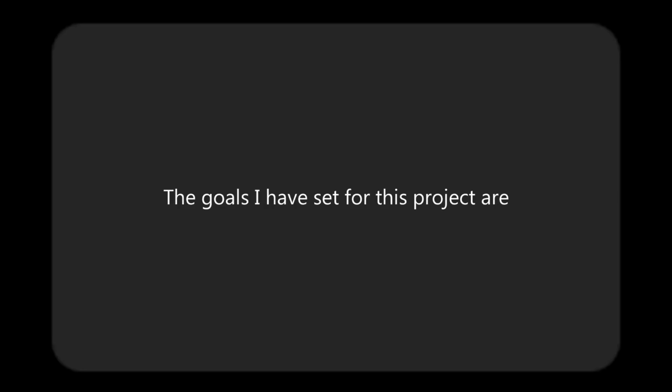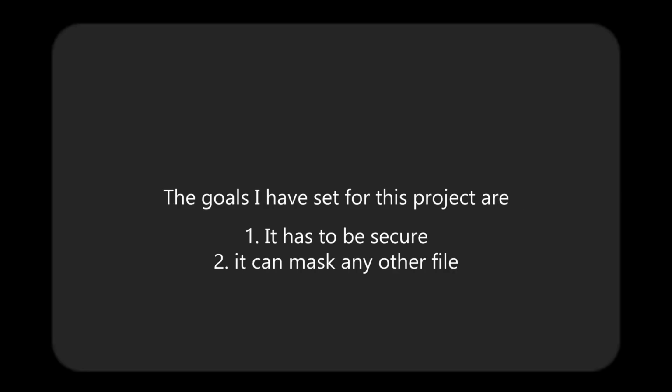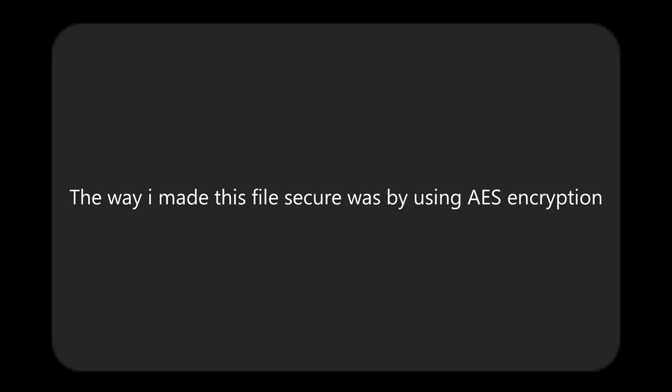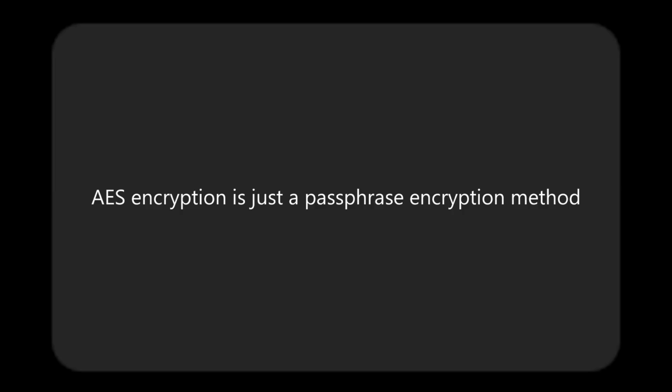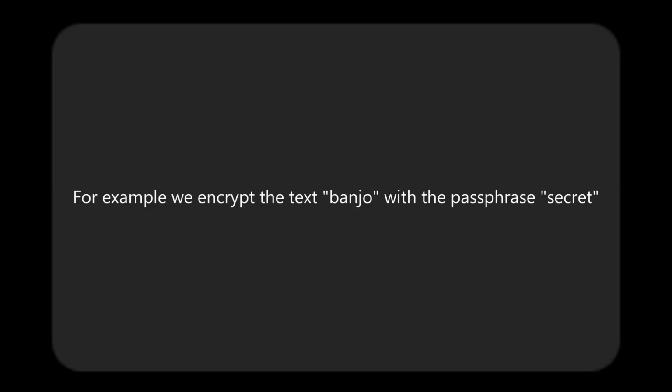So now that we know how files work, let's try to make our own. The goals I have set for this project are 1. It has to be secure. 2. It can mask any other file. The way I made it secure was by using AES encryption. AES encryption is just a passphrase encryption method. For example, we encrypt the text banjo with the passphrase secret, and we get this. No one without the passphrase can decrypt this. We can decrypt it with the passcode back into banjo.